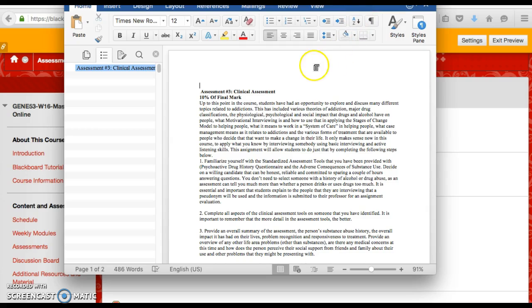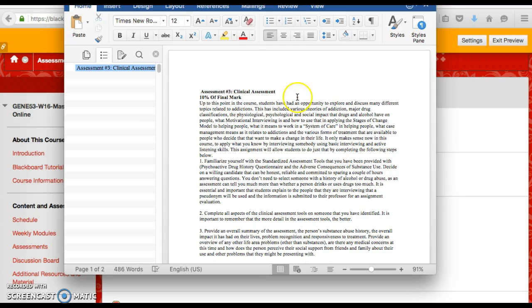The drug history questionnaire, which just really looks at somebody's substance use, what it looks like currently, and then the other one we're going to use is the adverse consequences, and that's going to look at is there any negative consequences that have ever happened in your lifetime, and then also comparing that to in the last 90 days.